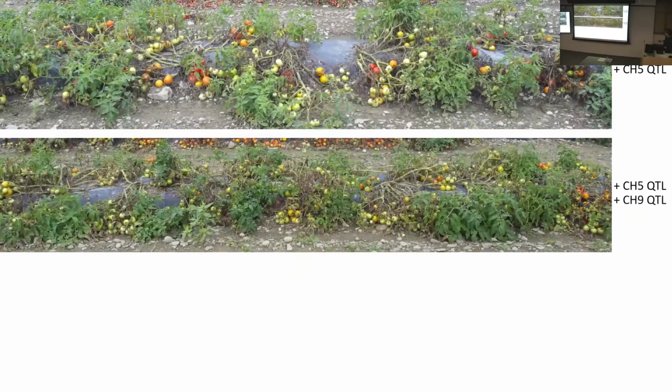If we add in the chromosome 5 and chromosome 9 together, you get about the same level of foliar tolerance, but you can actually see there are fewer of the fruit that are rotting prematurely on the black plastic here. You can see that in terms of these orange and red fruits. At this early stage in the season, if you see that, it's usually because the infection has actually separated the fruit from the plant, and so it's ripening on its own.